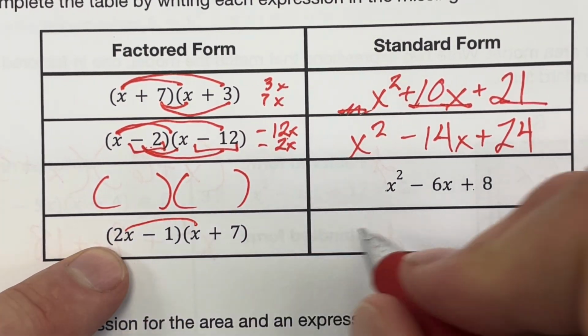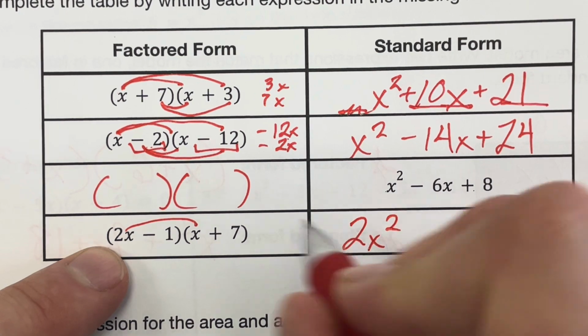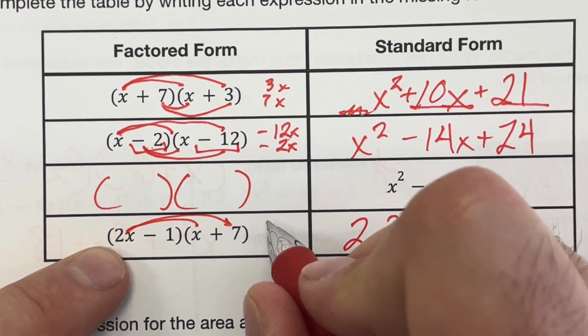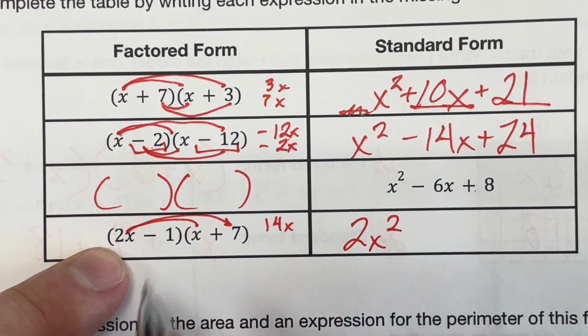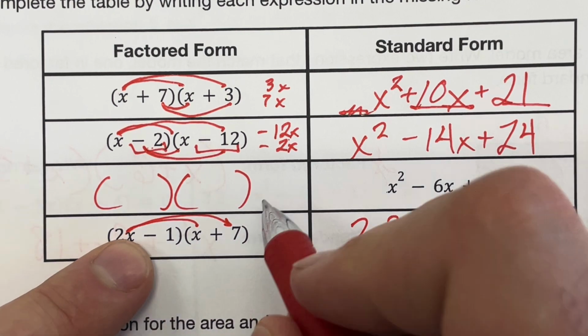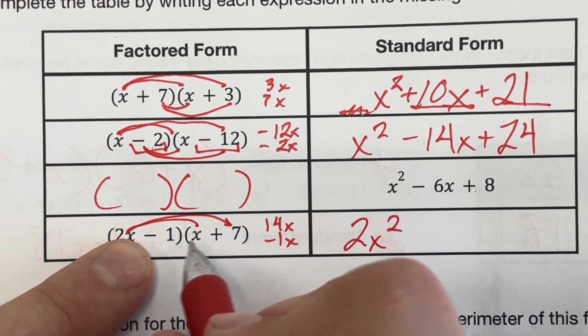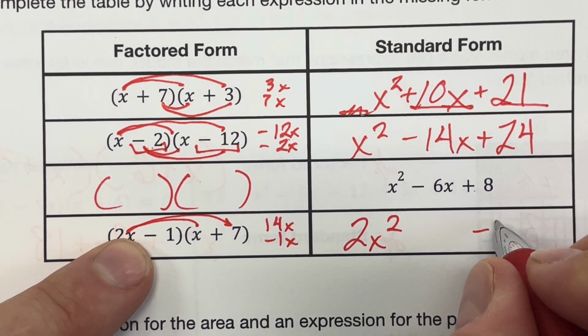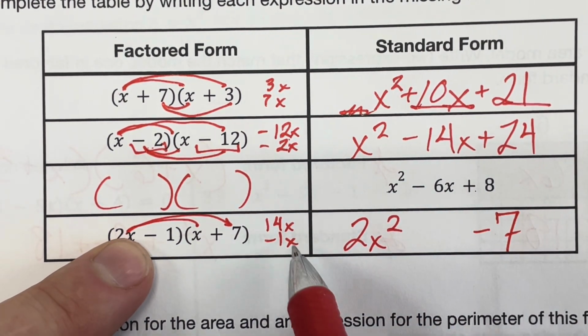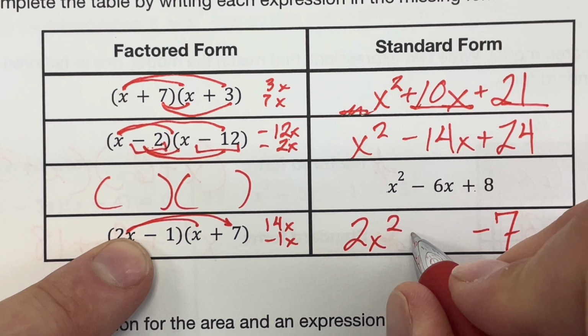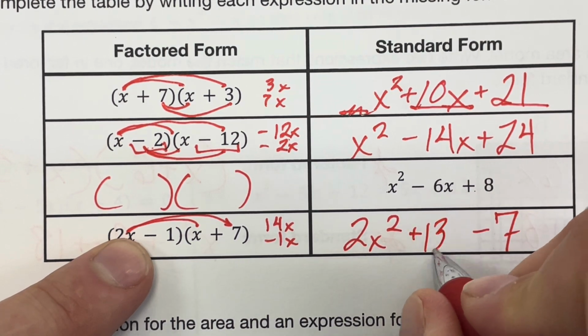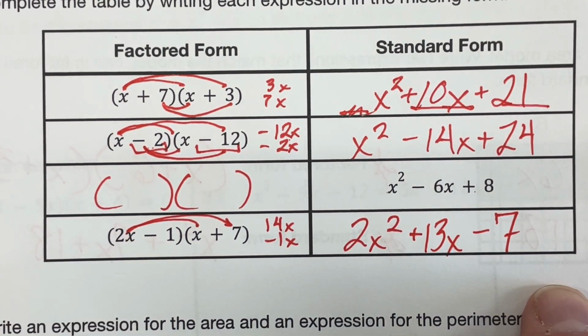Finishing the thought process working with these: 2x times x would be 2x squared. 2x times 7 would be a 14x. And negative 1 times x would be a negative 1x, and negative 1 times 7 would be negative 7. So I know the last term is going to be a minus 7, and 14 minus 1 would be 13x. So that's our combined answer here.